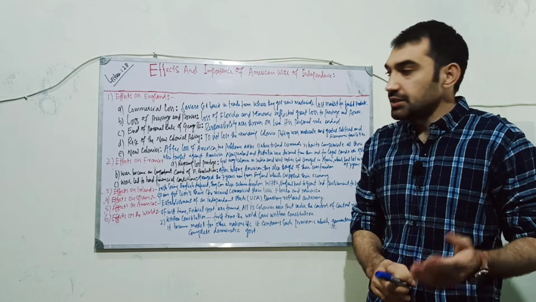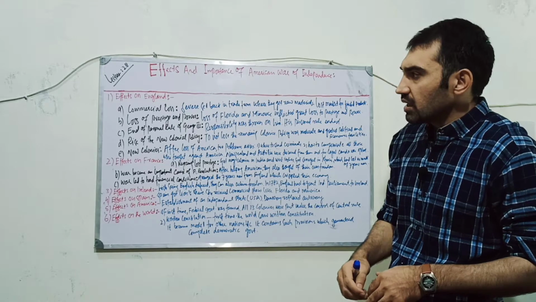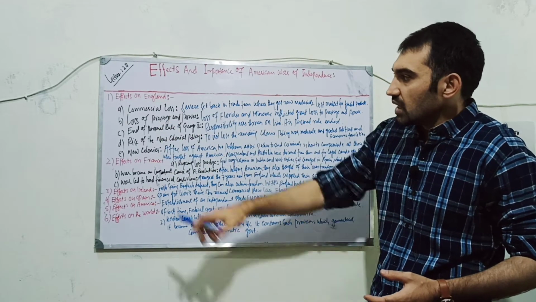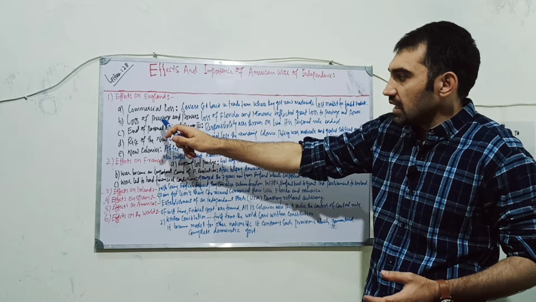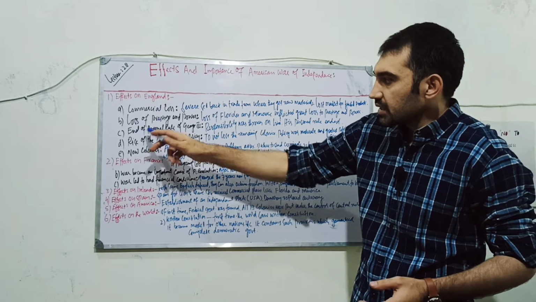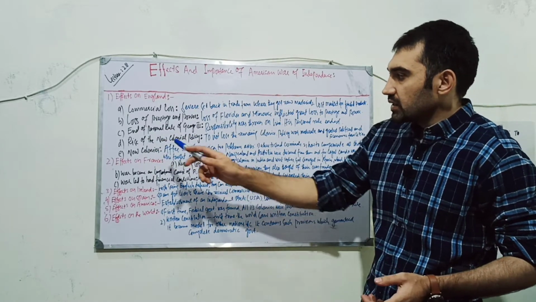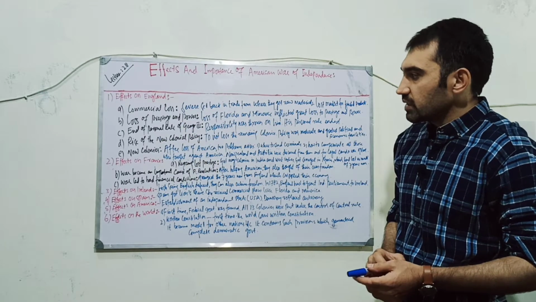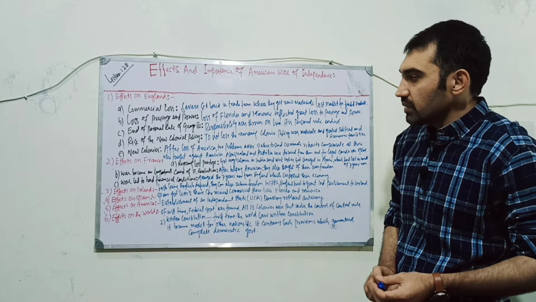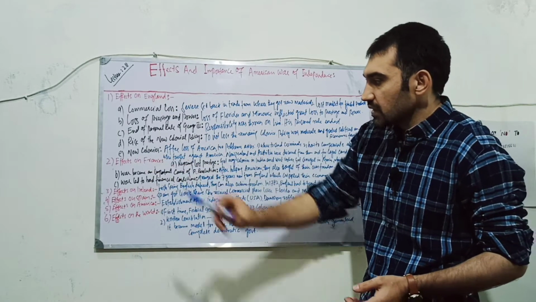Effects on England. In effects on England, we have first, commercial loss. Second is loss of prestige and power of England. The third is the end of the personal rule of George III, and fourth is the rise of the new colonial policy. Fifth is new colonies.